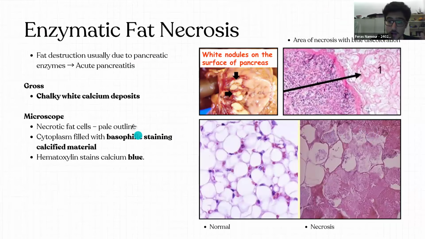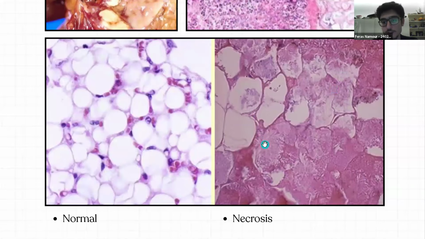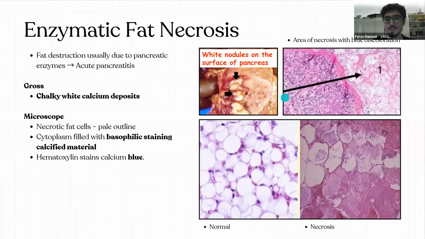Forget the reasons. When you're talking about OSPE, just know what normal fat looks like: the nucleus on the periphery, and the lipid, the adipocytes, in the center. And this is what it looks like when it's necrotic. Why is it necrotic? No nucleus. Where is a single nucleus here? Nothing. And the lipid has died, it's being taken up, it's diffusing and everything. But this is enzymatic fat necrosis.